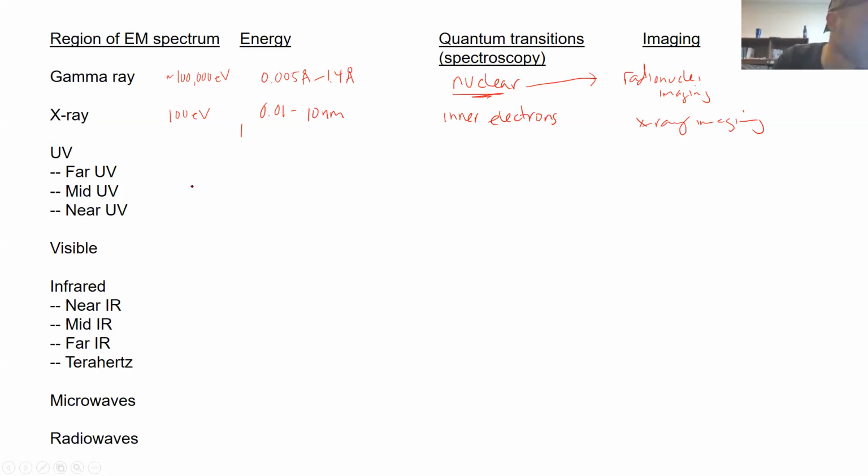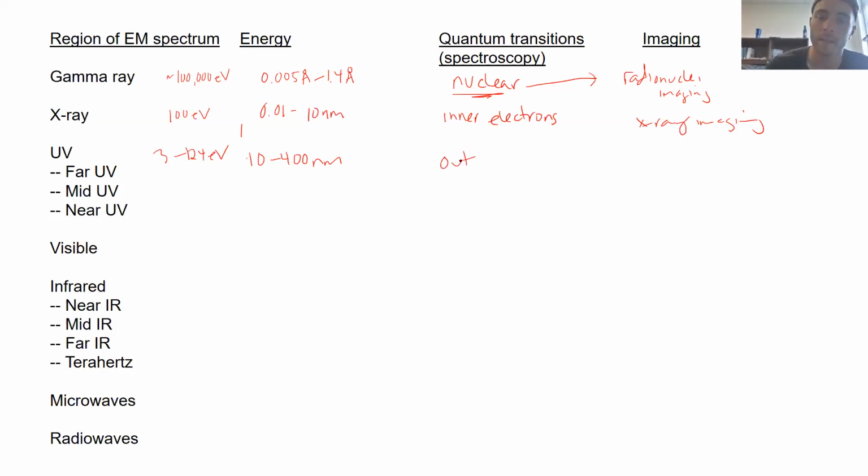For the energy, so for the wavelengths, we had 10 nanometers to 400 nanometers. So that corresponded to 3 electron volts to 124 electron volts. For the quantum transitions, I know the hydrogen atom's electron transitions are on the order of 10 electron volts or less. So I guess outer electron transitions would be able to probe.